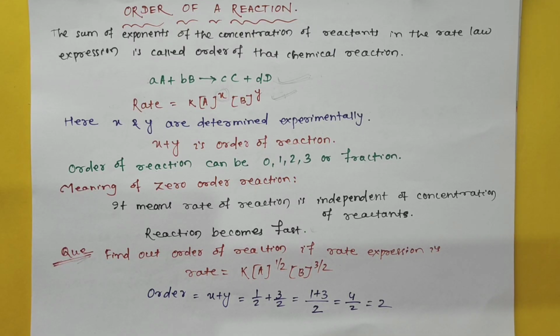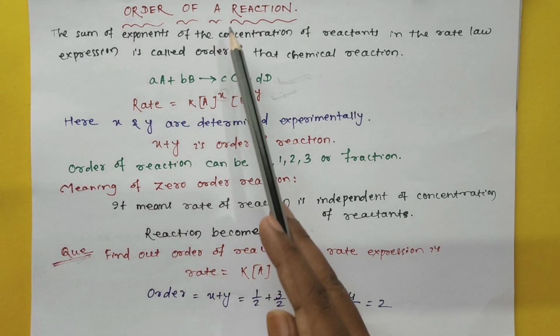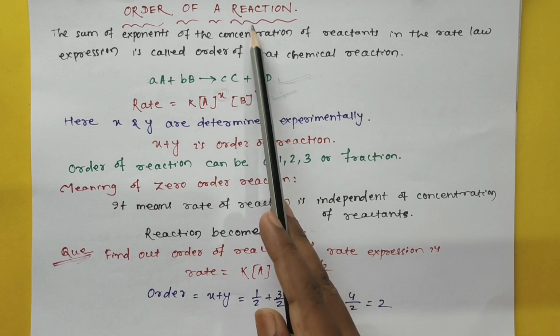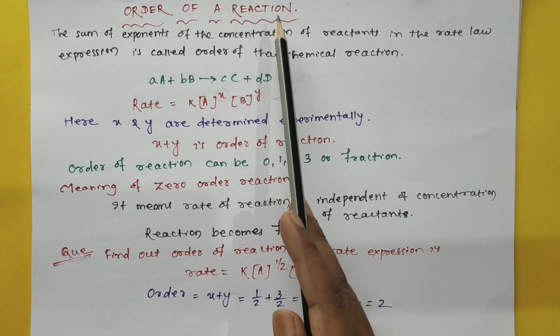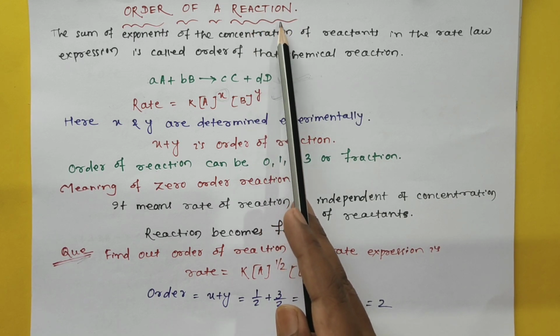Hello students, this is Chemical Kinetics part 3. Here we will discuss order of a chemical reaction and molecularity of a chemical reaction. So what is order of a reaction?